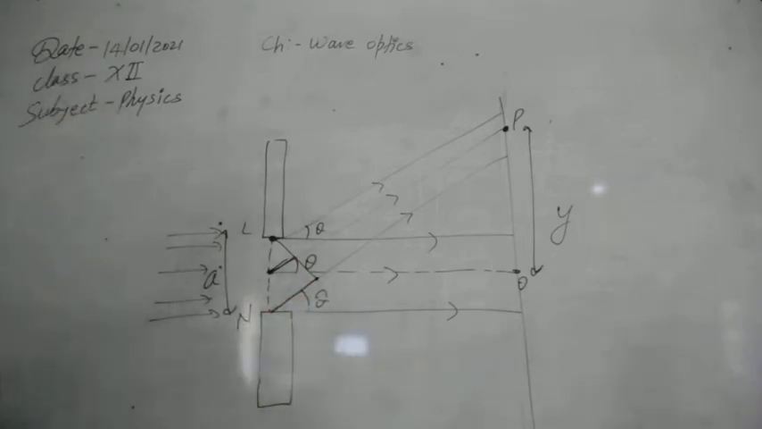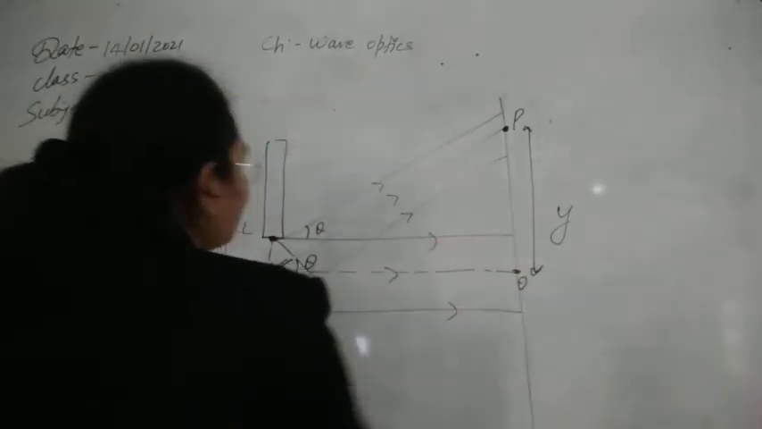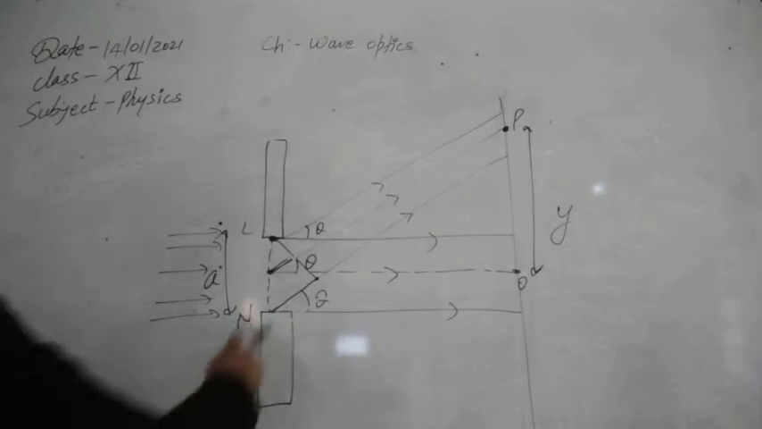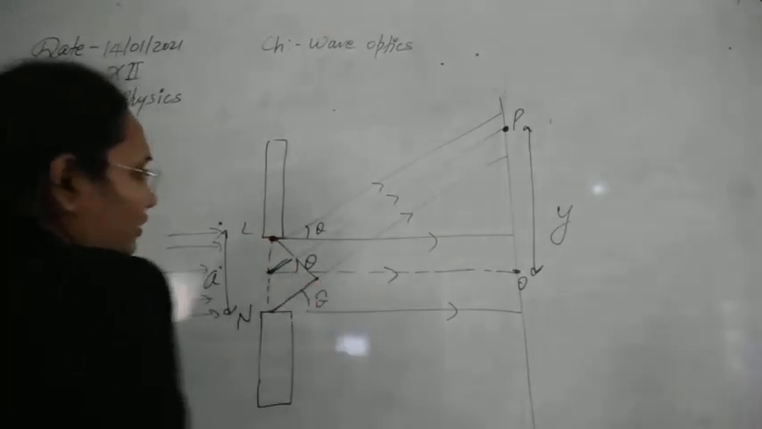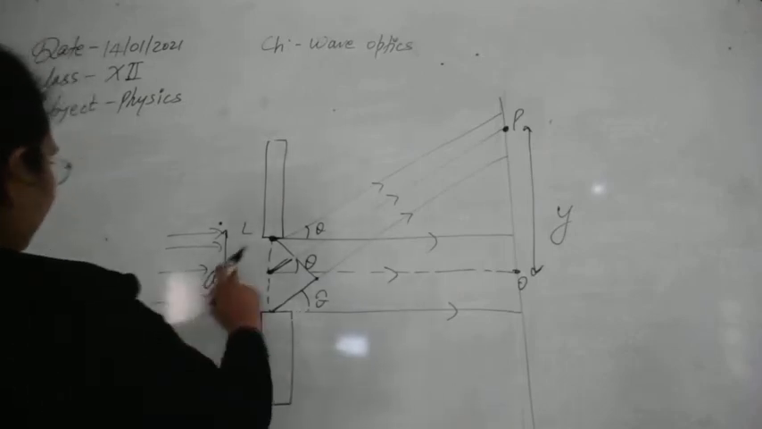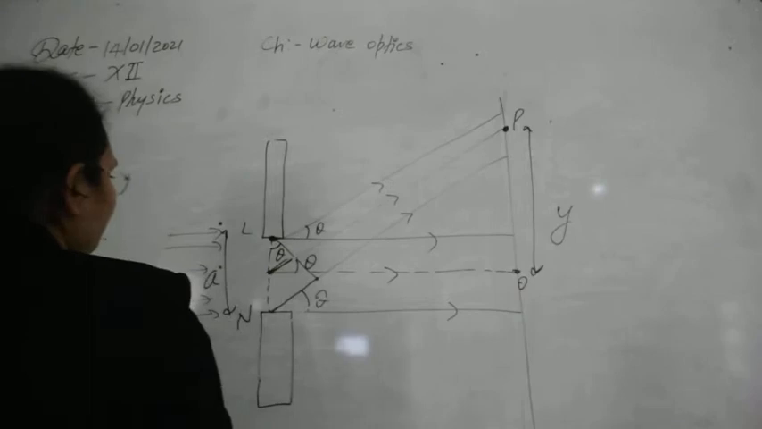So we can easily calculate the path difference, because all the waves going from this point to this point reach the screen at the same time, since this is the wavefront that we have drawn, where all points are in the same phase. Now, if A is the slit width and this angle is theta, then obviously this angle will also be theta from here.